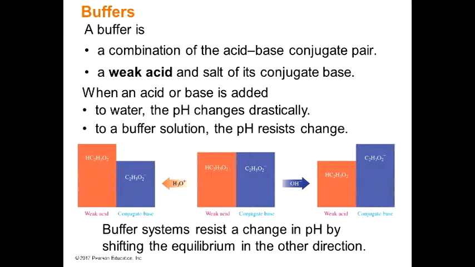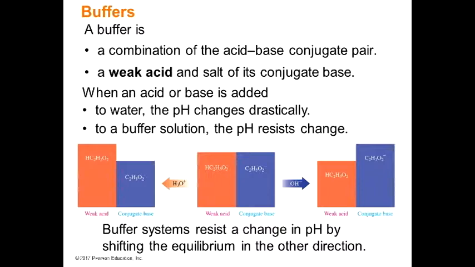So what are buffers? Buffers help maintain that equilibrium, maintain that pH balance. You don't go too high or too low. And so a buffer is a combination of an acid-base conjugate pair, and that's why you've had to learn these conjugate pairs. A weak acid and a salt of its conjugate. And this is critical. So our buffers are from weak acids and salts. Keep that in mind.